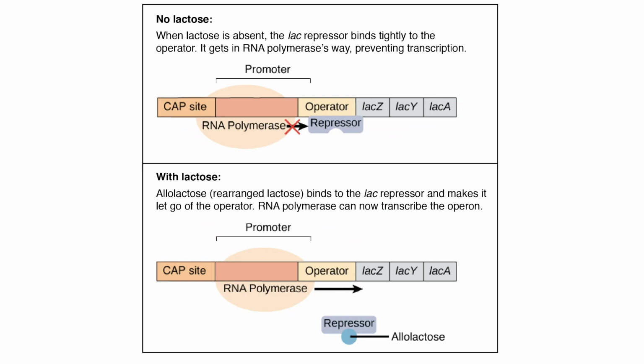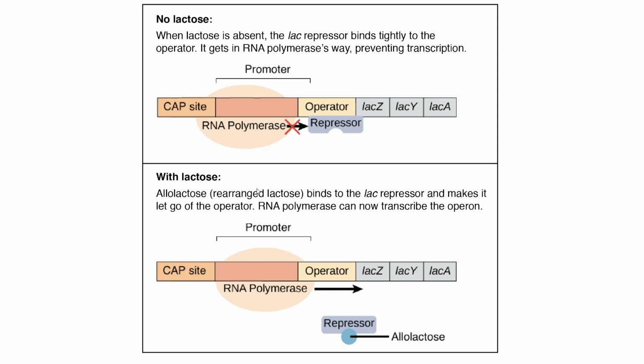So the Lac repressor is a protein that represses or inhibits transcription of the Lac operon. It does this by binding to the operator, which partially overlaps with the promoter. When bound, the Lac repressor gets in RNA polymerase's way and keeps it from transcribing the operon. When lactose is not available, the Lac repressor binds tightly to the operator, preventing transcription by RNA polymerase.